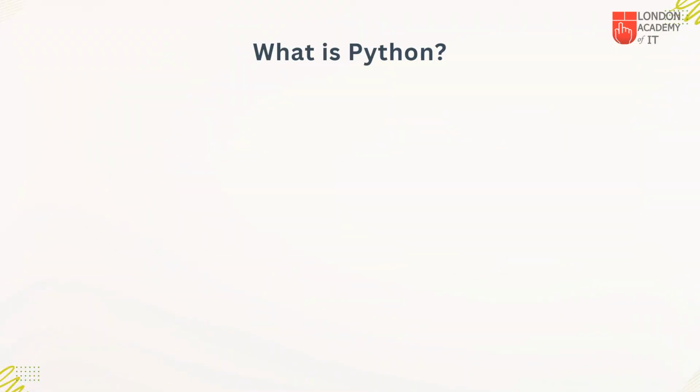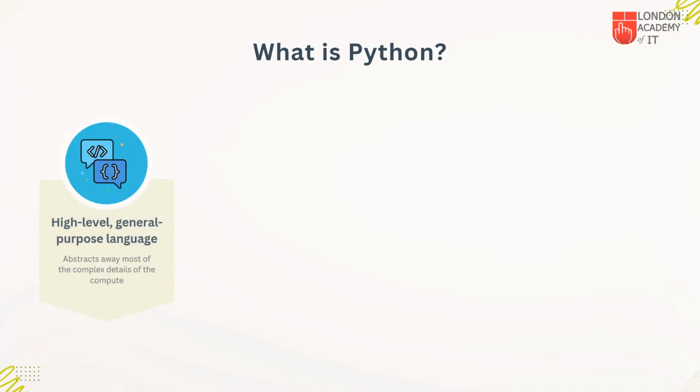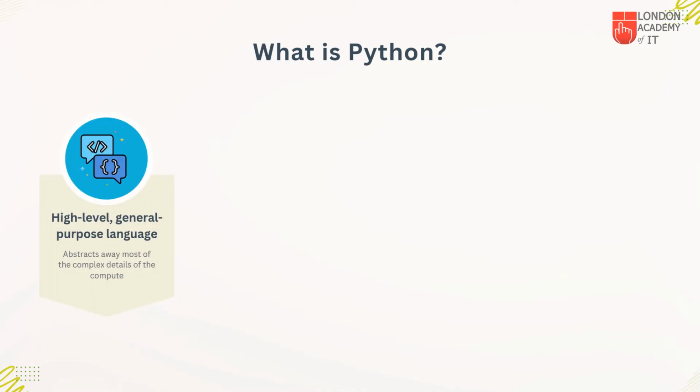What exactly is Python? Python is what's known as a high-level general-purpose programming language. That means it abstracts away most of the complex details of the computer, so you can focus on solving problems, not managing memory or hardware.